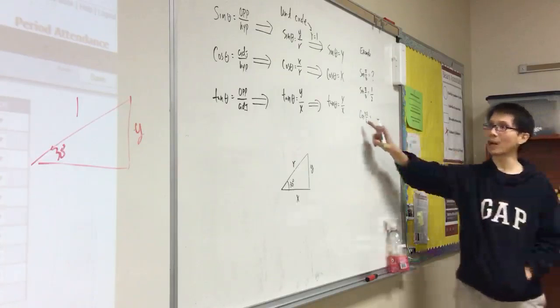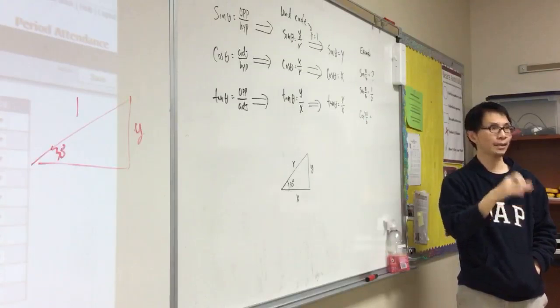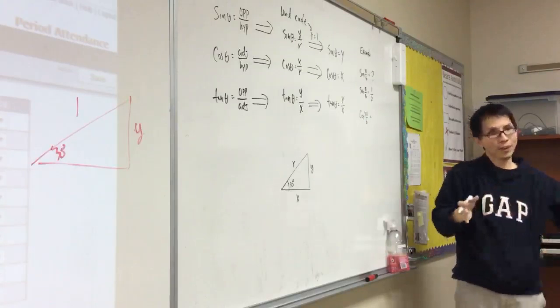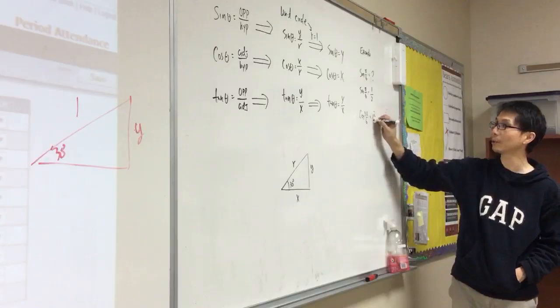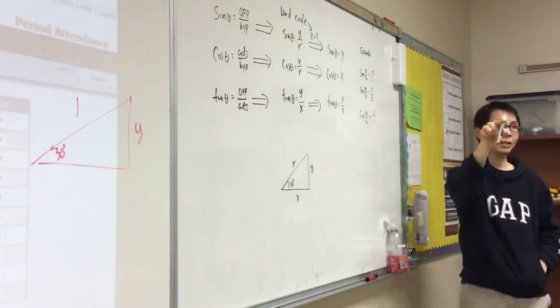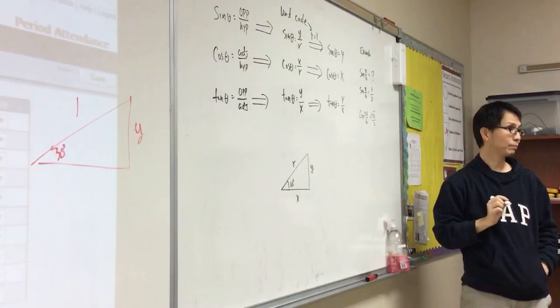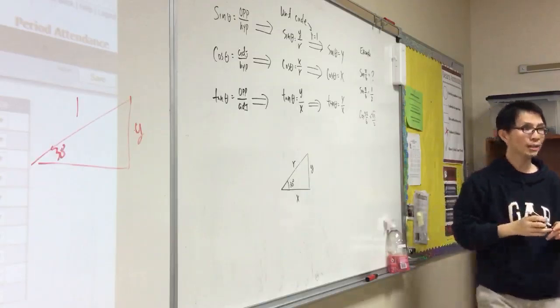We're talking about cosine. We look at how fat it is and not how tall it is. So it's fat, so there must be square root of 3 over 2. And it goes in the second quadrant, so it must be negative. Okay, so that's negative.